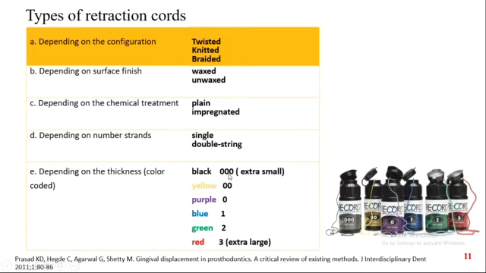Now, the extra small thickness 000 is particularly useful in the anterior region. Also, it is used for a double cord technique. Whereas the yellow retraction cord, that is the 00 retraction cord, is used when the gingival tissue is delicate and friable. Whereas the purple retraction cord, that is size 0, is particularly used in the lower anterior teeth. It is also used for the double cord technique. Whereas the blue retraction cord, that is size number 1, is used to displace the gingiva away from the tooth. Whereas green and red retraction cords are used when a thick tissue biotype is present and it requires more amount of pressure for the displacement of the gingiva away from the tooth.